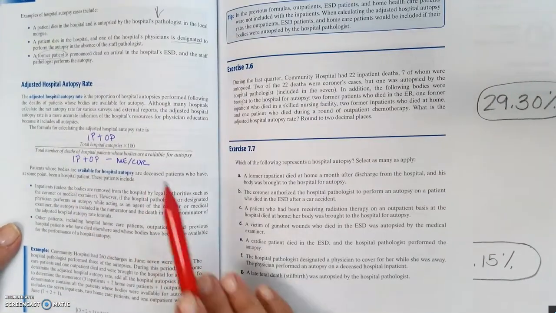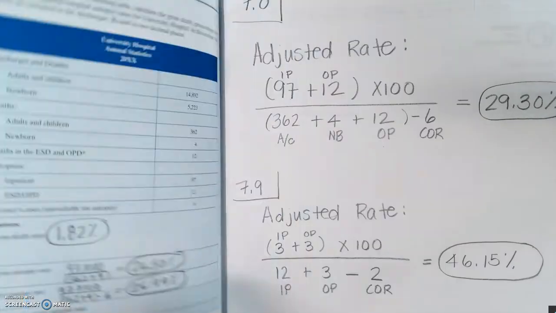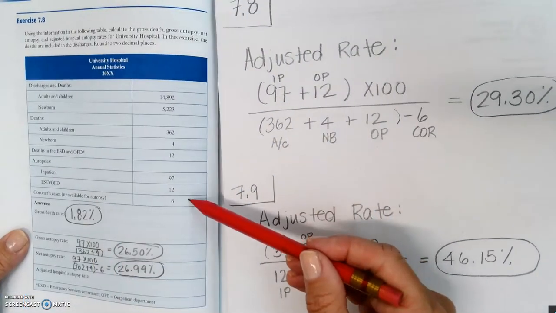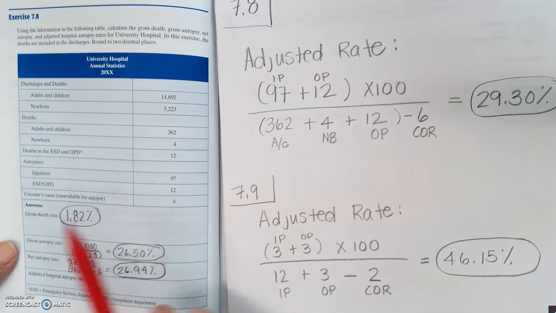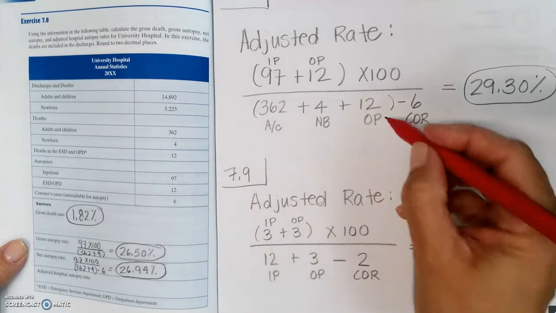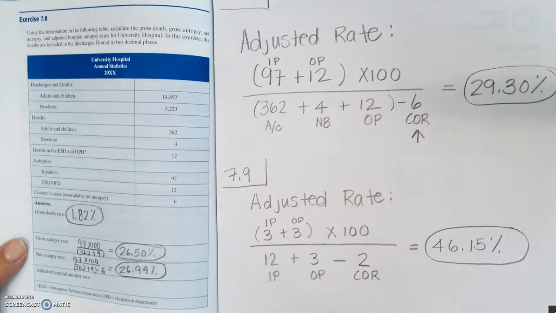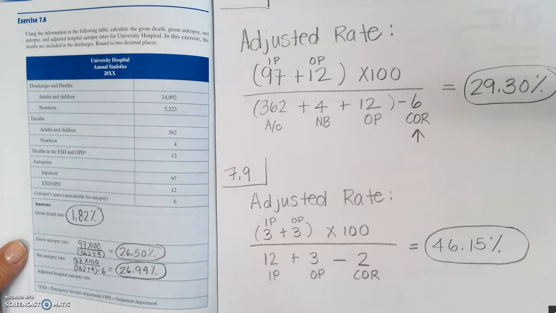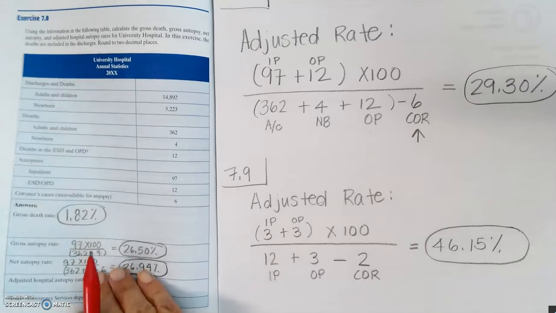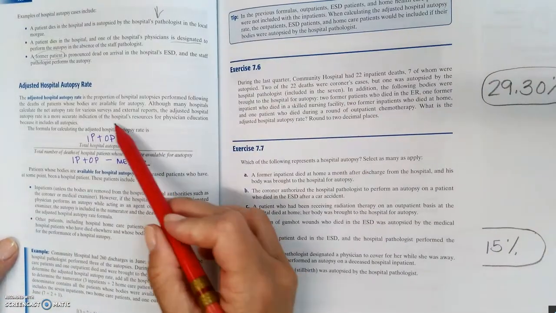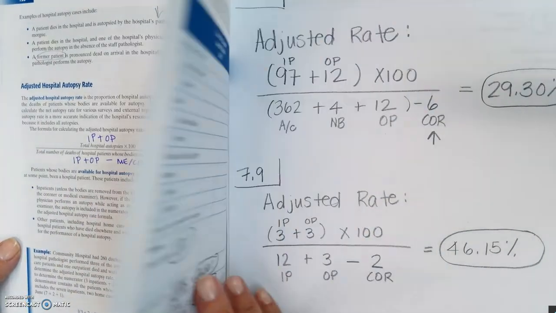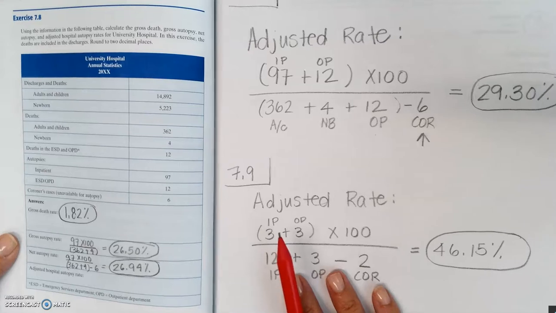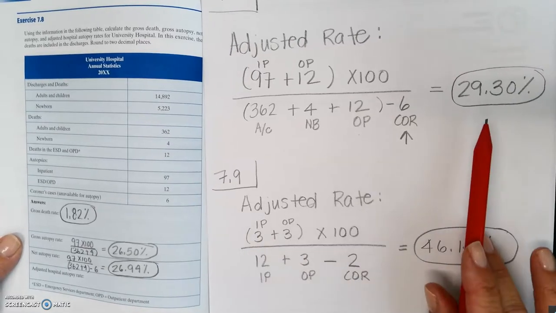Inpatient plus outpatient minus medical examiner or coroner. Your table does a great job of telling you there were 6 bodies that were removed, unavailable for autopsy. So minus 6. I'm going to go ahead and tell you that's the most frequently missed portion of this problem. Students forget about that. So that's why I said if you will, on your formula sheets now, write this down. At least you get a fighting chance on how to calculate this formula. And you should get 29.30.